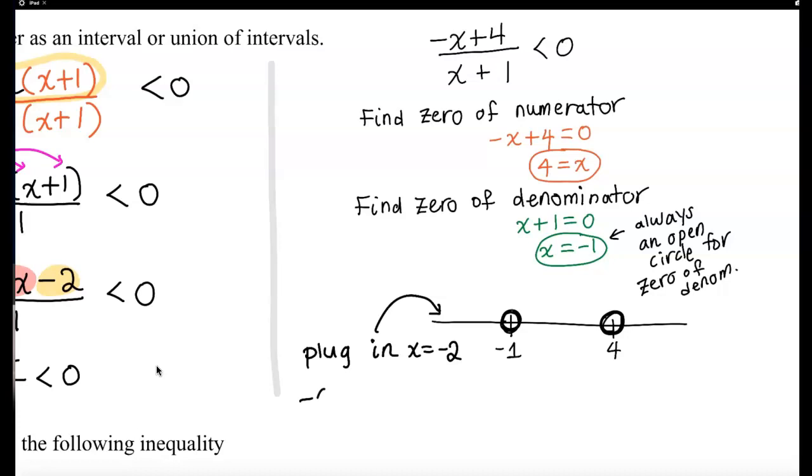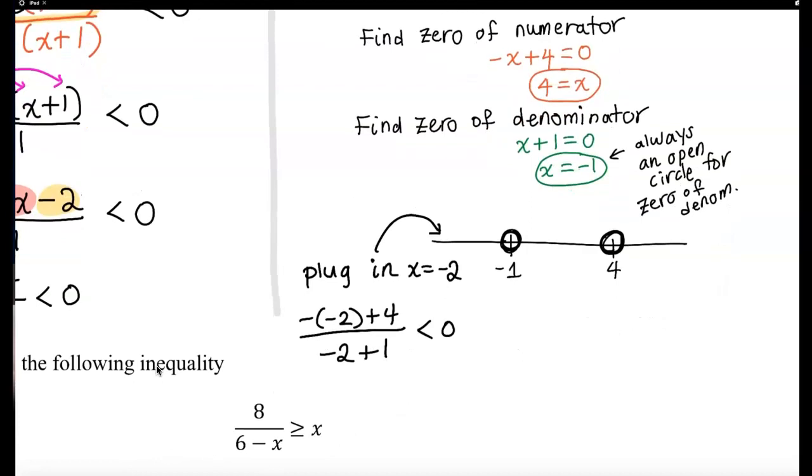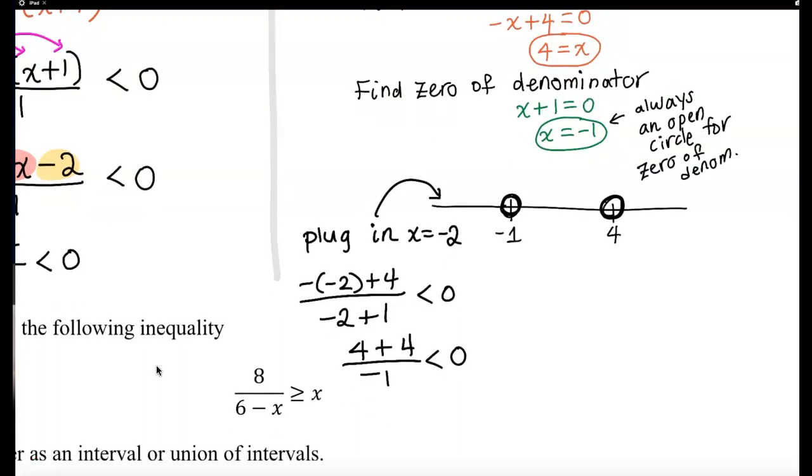I will get negative 2 plus 4 over negative 2 plus 1. We want to see if that is less than 0. The numerator will be positive 4 plus 4. The denominator is negative 1. If I simplify this, I get 8 divided by negative 1, which is negative 8, which is less than 0. And this is true. Because this number came out to be true, everything to the left of negative 1 will satisfy this inequality. So we found one answer interval.